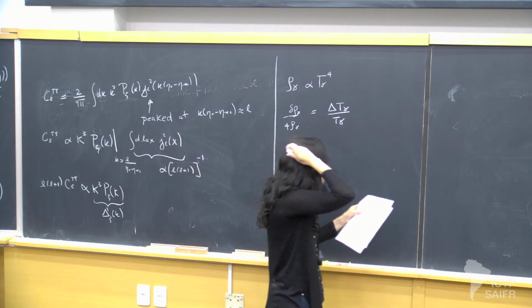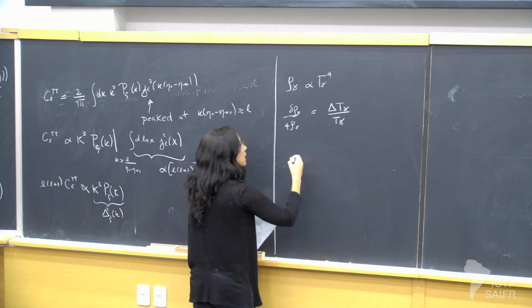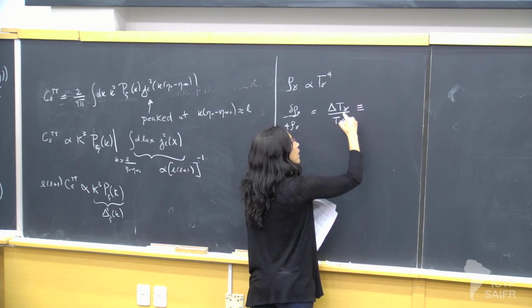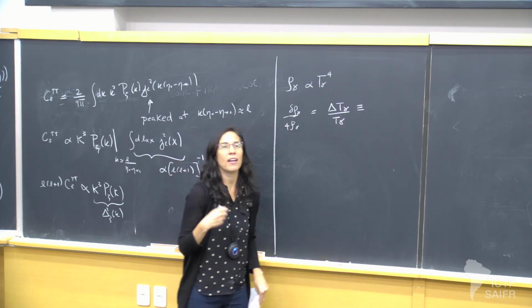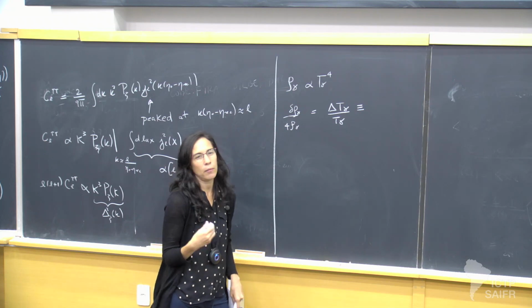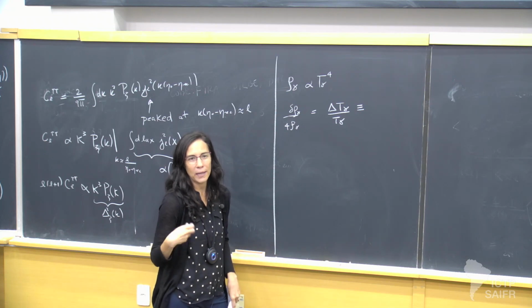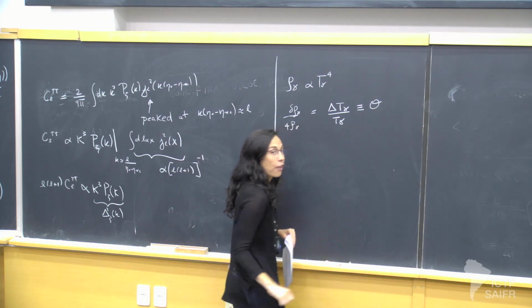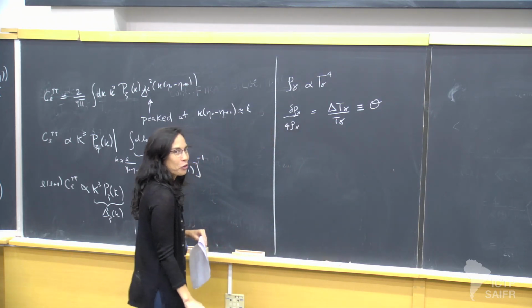So in particular, let me define this variable. I will be working with delta T over T a lot, so because I'm lazy and I don't want to write delta T over T all the time, I will define this variable theta, which is also common in the literature.